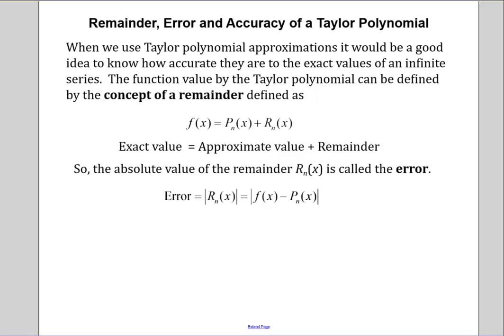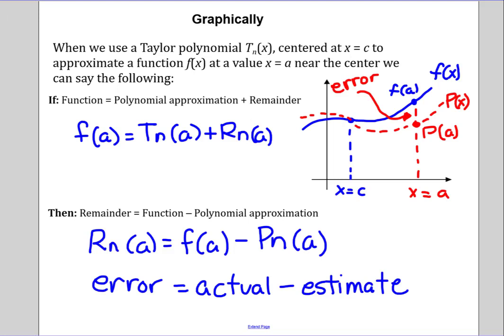We defined Taylor polynomials in the beginning of this chapter, and it's a good idea now to figure out how accurate our approximations are to the exact values in an infinite series. And we define that concept of the remainder this way, where the exact value of the function is the Taylor approximation plus some leftover remainder. And we define the error to be the absolute value of the remainder, which was the difference between the exact and the estimate. So we've already seen some of those cases.